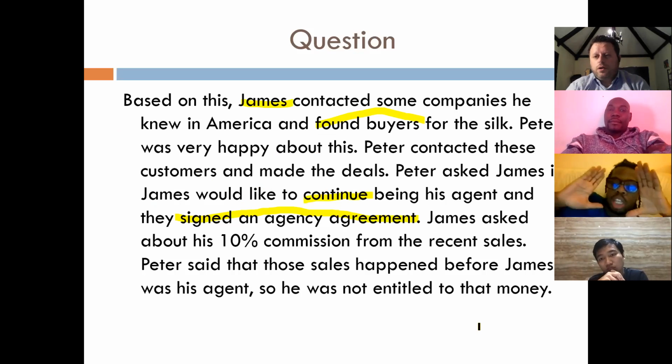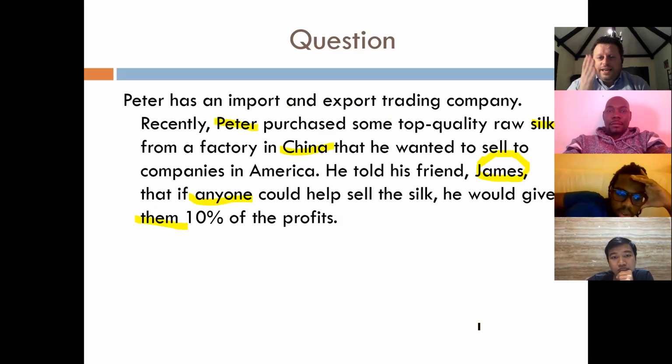It doesn't matter. He said 10%, and then he made the contract. Once they made the contract, it doesn't matter. He said, if anyone can help me sell the silk, I'll give them 10%.